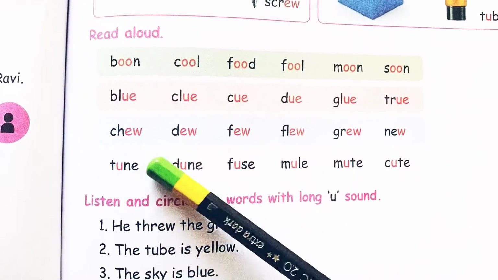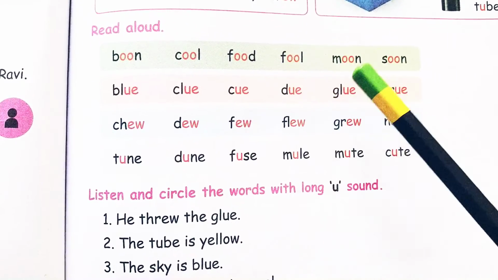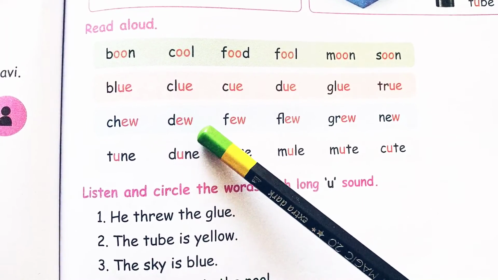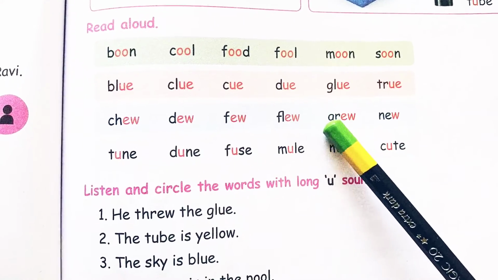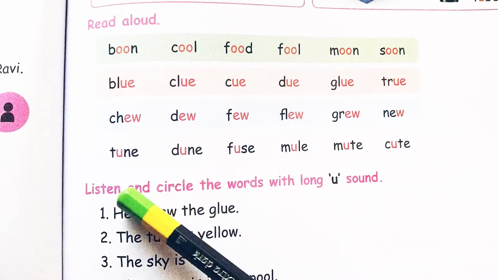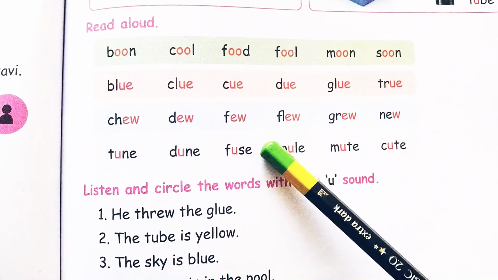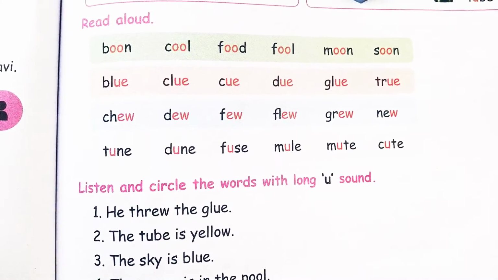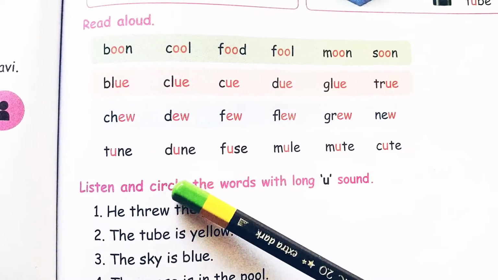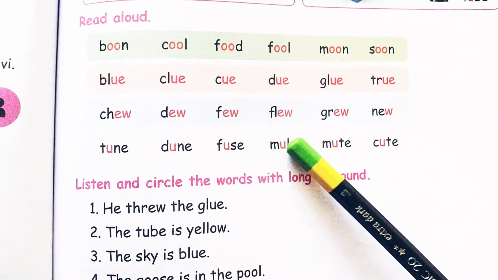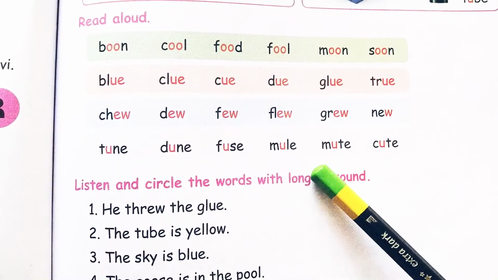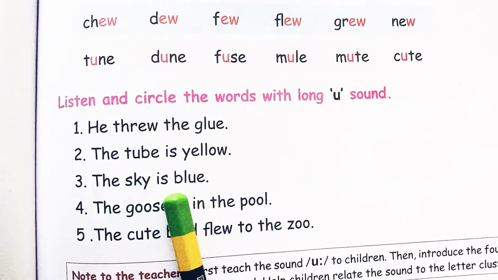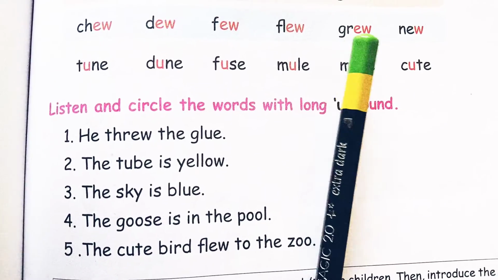Read aloud. Boon, cool. Food, fool. Moon, soon. Blue, clue. Cue, dew. Glue, true. Few, flew. Flew, grew. New, tune. Dune, fuse. Moon, mute. Mute, cute. Listen and circle the words with long U sound.